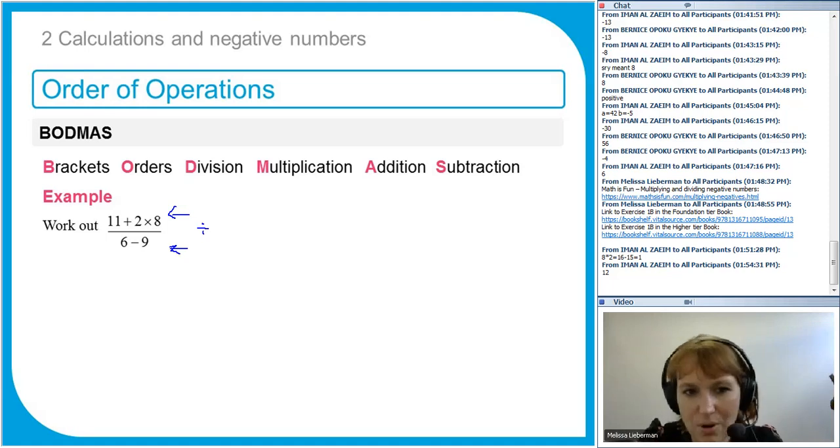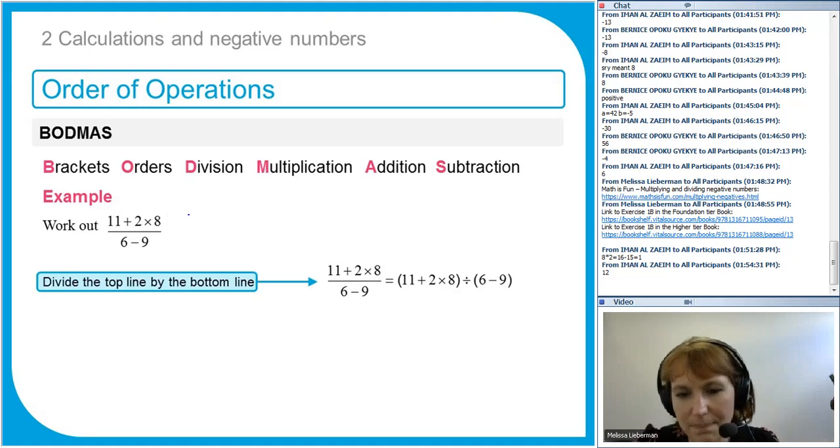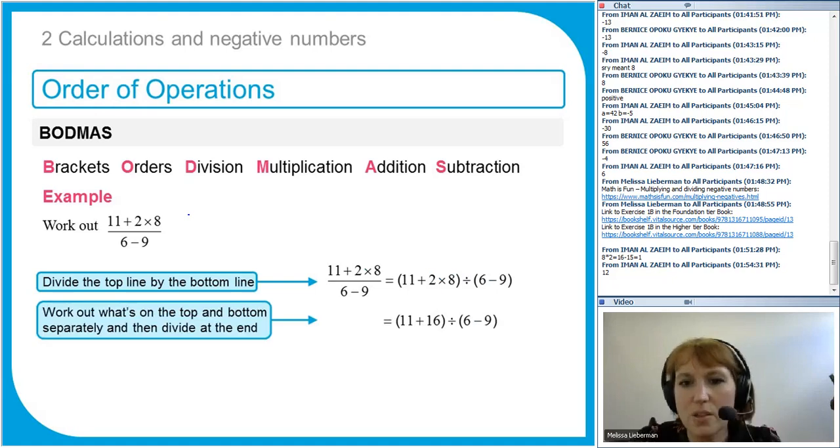So if you wanted to write it a bit differently, you could put brackets around the thing on the top: 11 plus 2 times 8, around a bracket, divided by 6 minus 9. If you find it easier to write it that way, then you can. Then work out the things in the brackets, so work out the thing on top, thing on the bottom, and then divide as the last step.